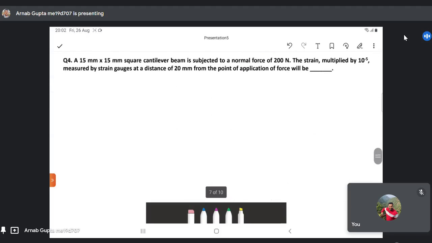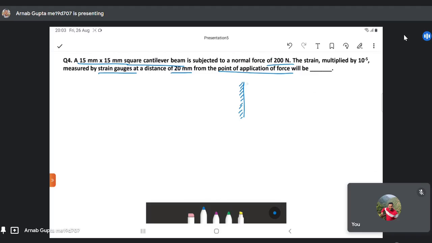Coming to the next question: a 15 mm by 15 mm square cantilever beam is subjected to a normal force of 200 Newton. The strain is measured by a strain gauge at a distance of 20 mm from the point of application of force. This question is related to measurement of forces.